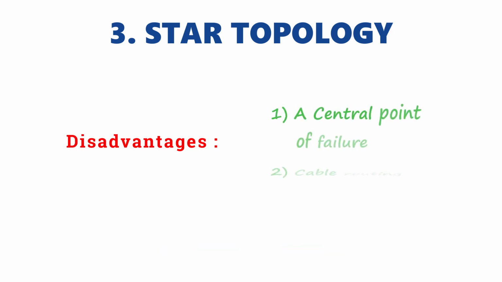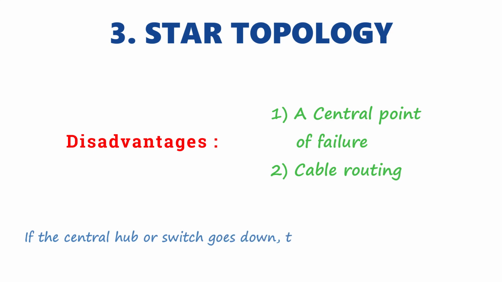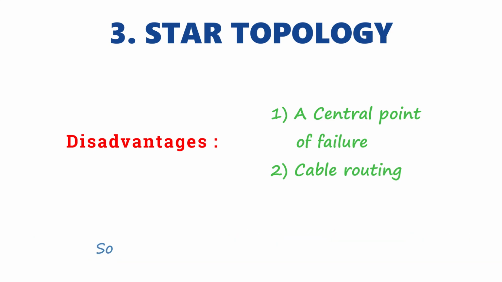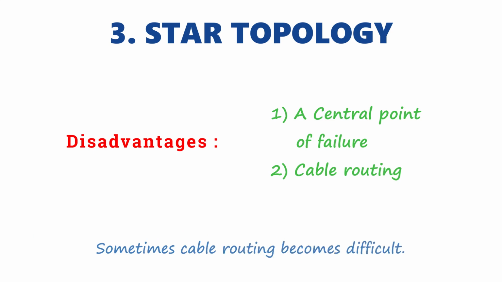Disadvantages of star topology. If the central hub or switch goes down, then all the connected nodes will not be able to communicate with each other. Sometimes cable routing becomes difficult.